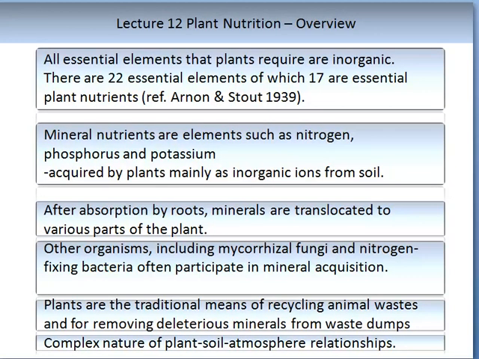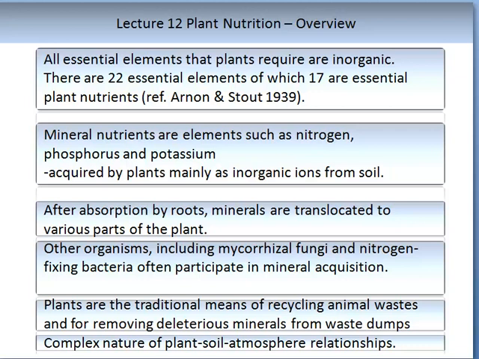All the essential elements that plants require are inorganic. This differentiates them from humans, mammals, and many microorganisms. There are 22 essential elements, for which 17 are essential plant nutrients. Mineral nutrients are elements such as nitrogen, phosphate, and potassium.